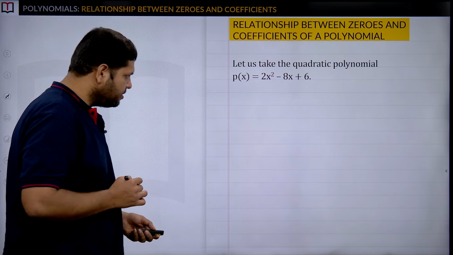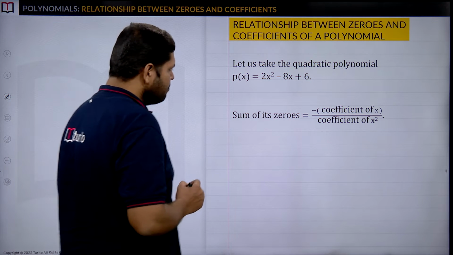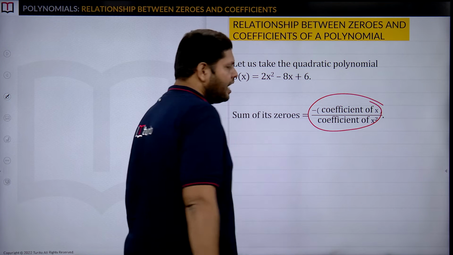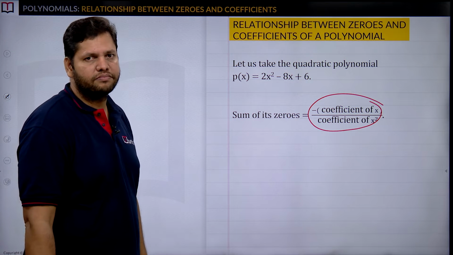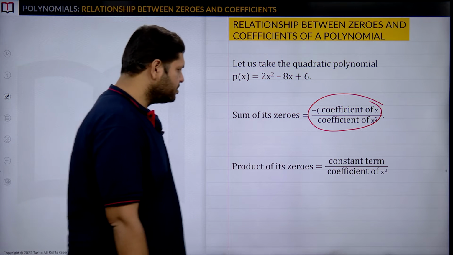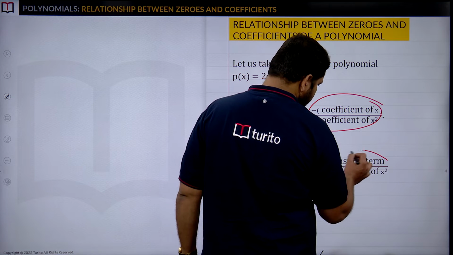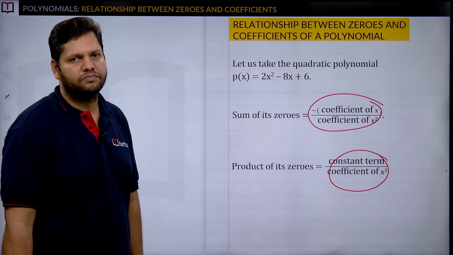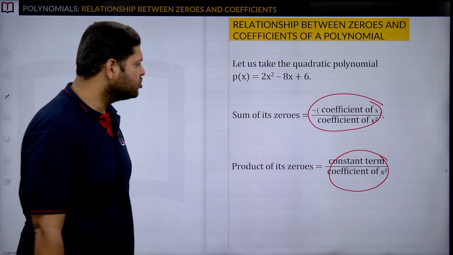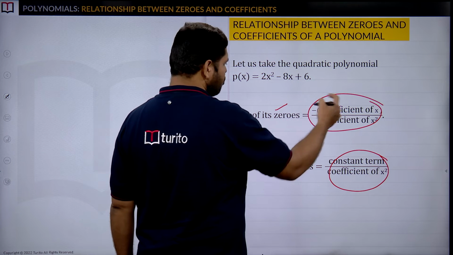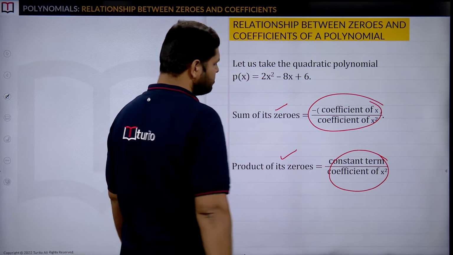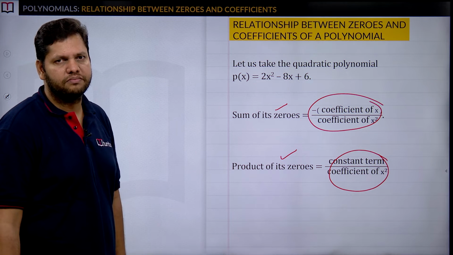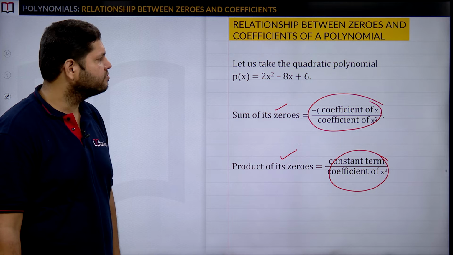Now let us see what the formula is. Children, sum of the zeros we can write as the negative of coefficient of x by coefficient of x square. Next, product of the zeros we can write as the constant term by coefficient of x square. So it is a relationship between the sum of the zeros and coefficients, and the product of the zeros and coefficients of the polynomial expression. Clear, children? Any doubts?